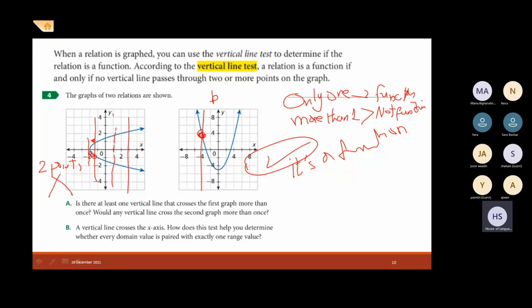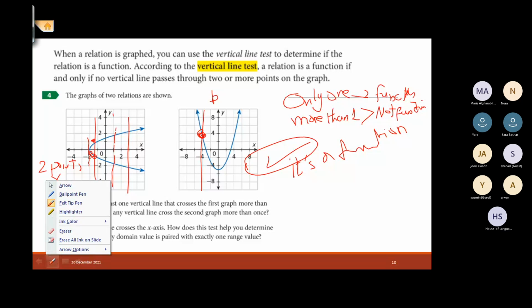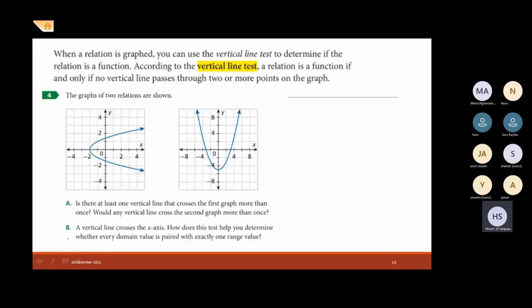Now, is there at least one vertical line that crosses the first graph more than once? The first graph, they asked me here. Is there at least one vertical line that crosses the graph more than once? What do I mean? The vertical line, when it intersects the graph, does it intersect it more than once or only one? More than one. So it's intersected more.